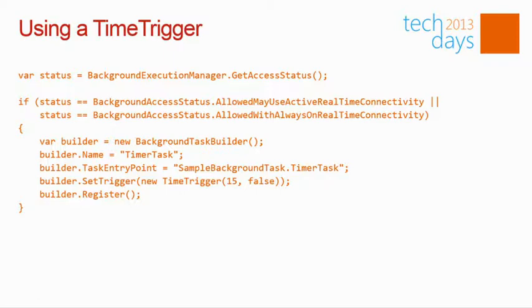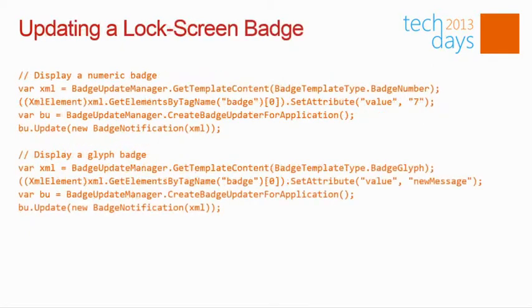Now, I'm not going to talk more about them here, but there's also a control channel trigger. If you were building a Skype app or something like that, for example, you might want to be awakened anytime a message comes in, a call comes in. If the user adds you to the lock screen, then you can use a control channel trigger to get that very high level of quality of service, but it's not available to non-lock screen apps.